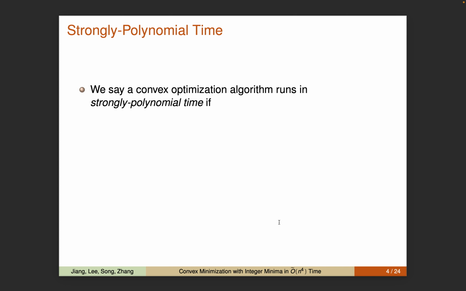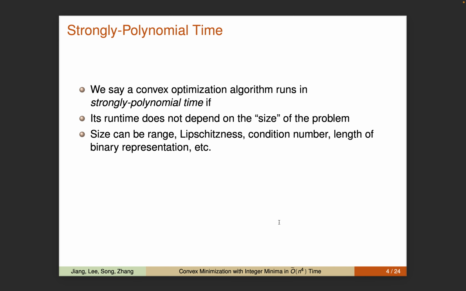To talk about our work, we need to talk about something called strongly polynomial time. We say a convex optimization algorithm runs in strongly polynomial time if its runtime does not depend on the size of the problem. What does that mean? The size can be the range of the function, for example the largest value your f(x) can be, the Lipschitzness, the condition number, the length of the binary representation, etc.